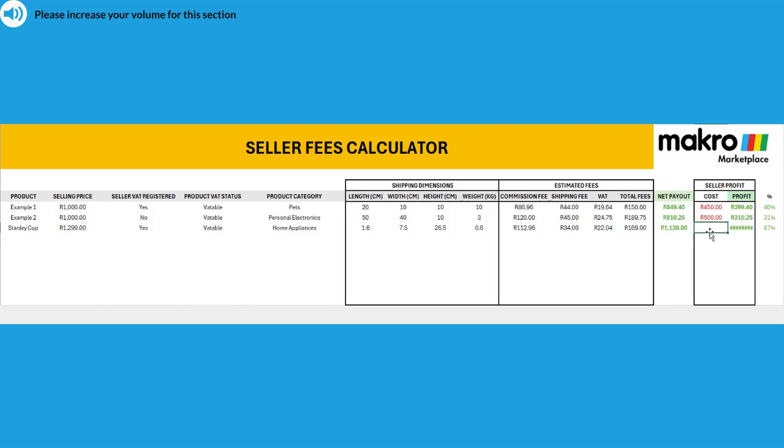So if I had bought the Stanley Cup at, let's say, 900 rand, that is my cost. If I punch in the 900 rand, I'm able to see what profit I'm going to make after everything. This is how you determine whether your product is going to gain you profit. My profit is 18%, so I'll be making a profit. You can then play around with your selling price to see what a good selling price would be in order to give you some nice profit.